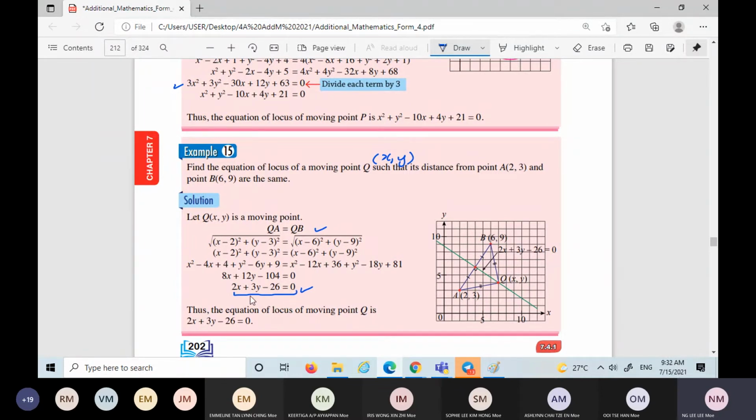Okay, why is it a linear equation? There is no x squared and no y squared. Why is it a linear equation? Because the perpendicular bisector is a straight line. Therefore, you are getting a linear equation at the end.